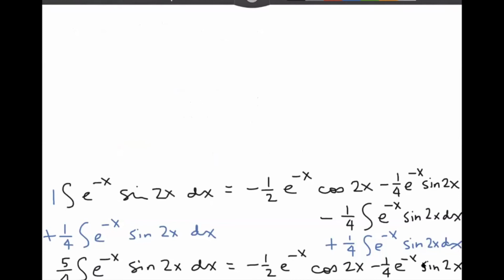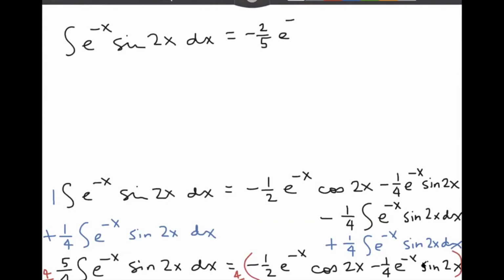Okay. So what we need to do now is multiply both sides by 4/5. So I'm going to squeeze that in down here. All right, and then I'm going to write it up top. So what we have is the integral of e to the negative x sine 2x is equal to 4/5 times negative 1/2, which is negative 2/5, and that's e to the negative x cosine 2x.